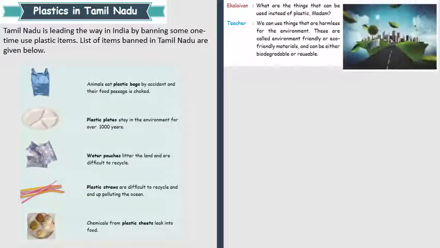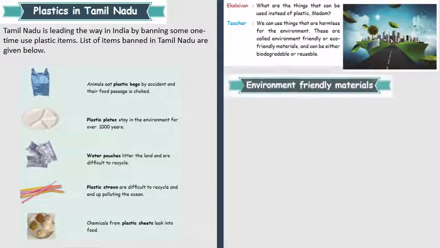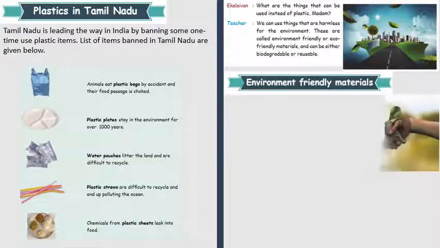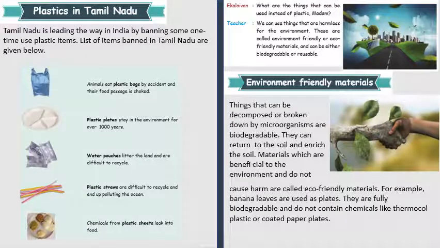What are the things that can be used instead of plastic, madam? We can use things that are harmless for the environment. These are called environmental friendly or eco-friendly materials and can be either biodegradable or reusable. Now, what are the environment friendly materials? Things that can be decomposed or broken down by microorganisms are called biodegradable. They can return to soil and enrich the soil.